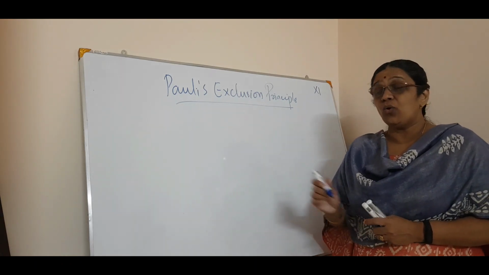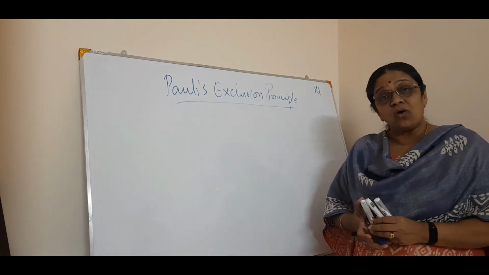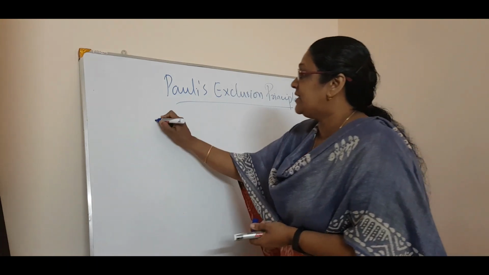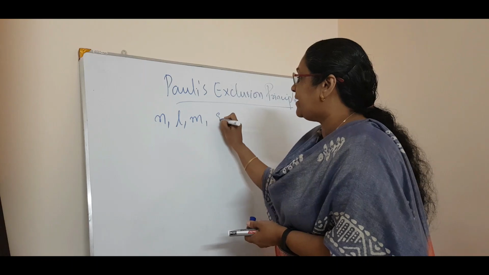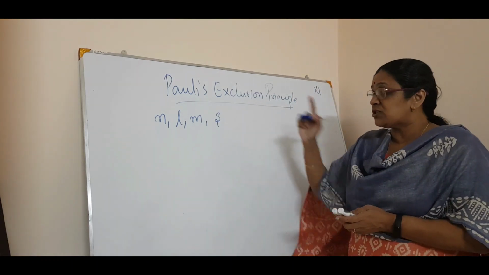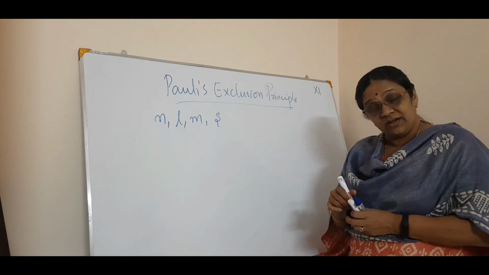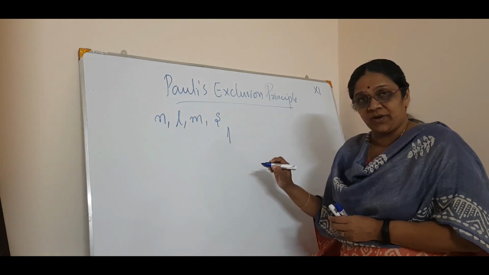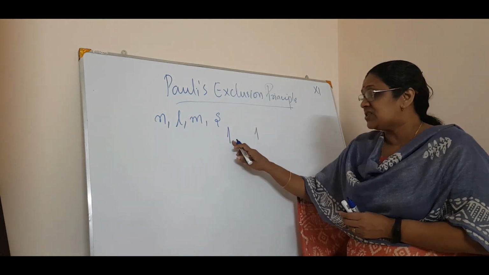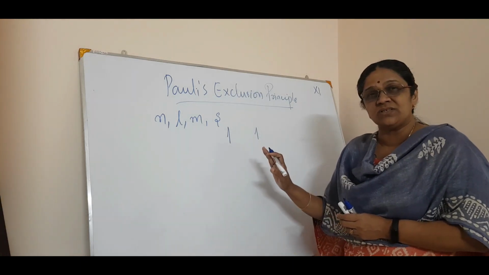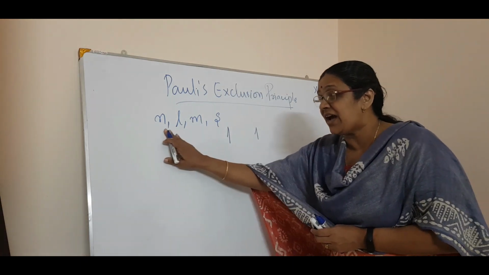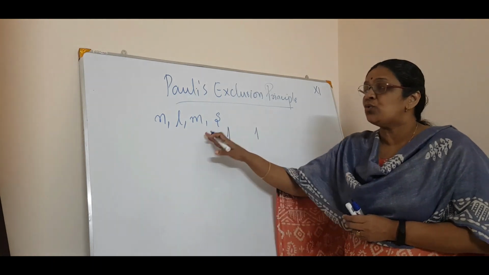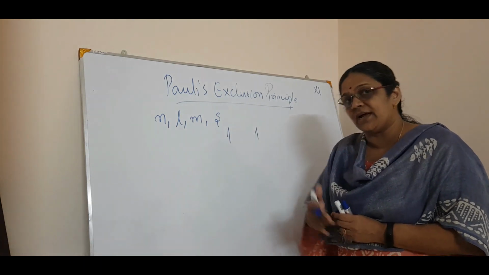What do you mean by that? No two electrons can have all the four quantum numbers same. You know what the quantum numbers are? That is n, l, m and s, the spin quantum number. Pauli's exclusion principle says, one electron is this, one electron is this. These two electrons can have all three values same, but one value must be different. That means no two electrons can have all the four quantum numbers same.